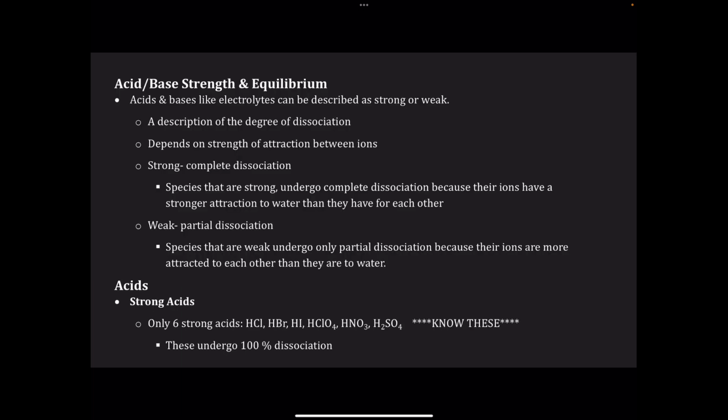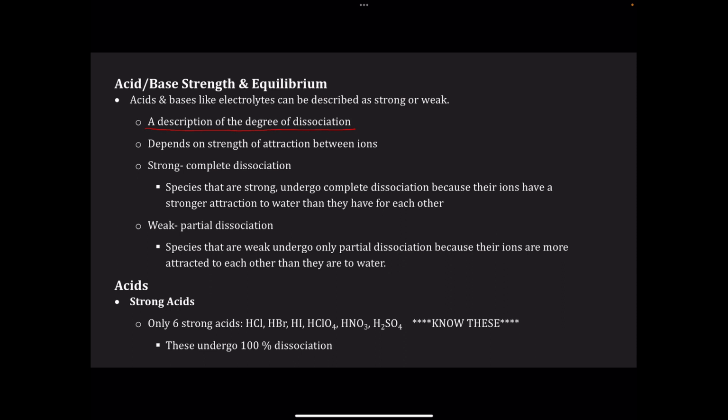Now, remember in discussions of electrolytes from previous chemistry courses that they can be described as being strong or weak. And that description of strong or weak is really a description of the degree of dissociation. So how much is that breaking apart, or how much proton transfer is occurring? It's going to depend on the strength of attraction between our ions. Strong electrolytes or strong acids and bases are going to have complete dissociation.